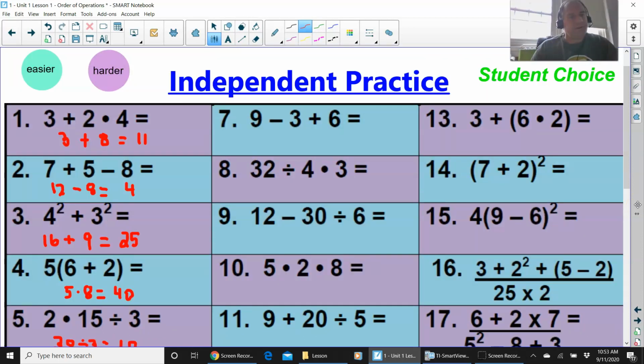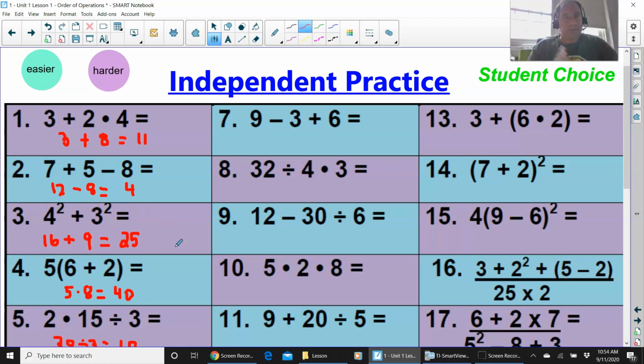Okay, hopefully you're finished with 1 through 6, and here we go. Let's just quickly go through it. I performed 2 times 4 first, and I got 8, and 3 plus 8 is 11 for the first one. Number 2, if it's addition and subtraction in that same problem, right in a row with no other operation, you go from left to right. So I did 7 plus 5, which is 12. 12 minus 8 is 4. So 4 is the answer for number 2.